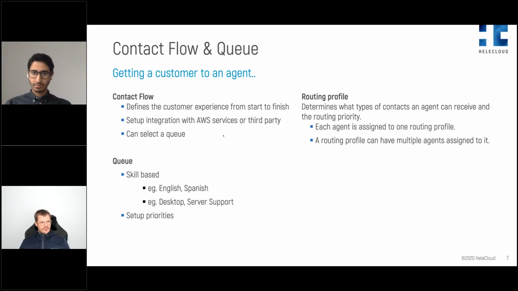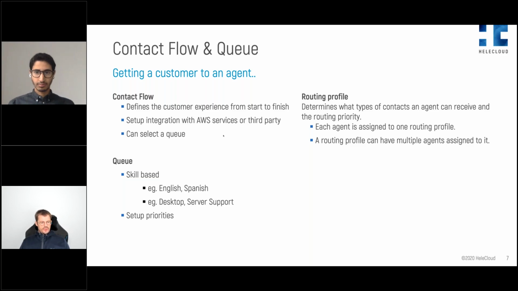Contact flow and queue is basically the part that gets a customer connected to an agent that can help them. So the contact flow defines the whole flow in the flow chart. I'll show you an image of it in a minute. That determines the exact journey and all the different paths a person can take, and depending on the choices in that path, they might end up in a different queue, and therefore a different agent might service them.